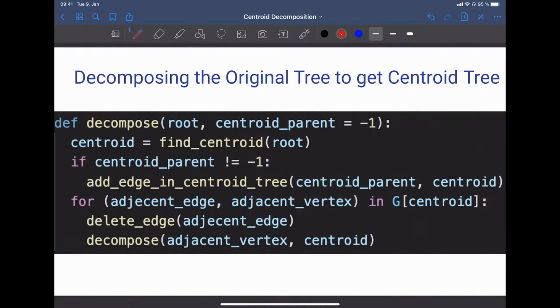So the next part is how do you decompose the original tree to get the centroid tree?